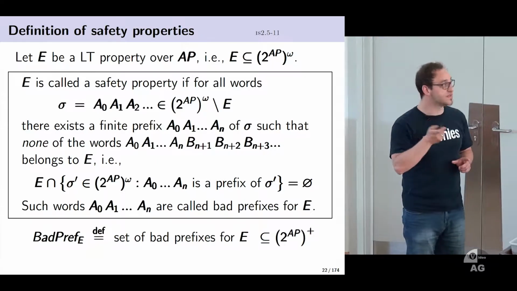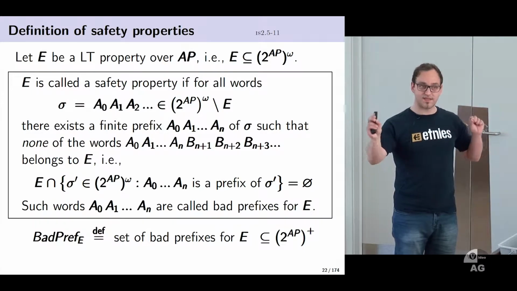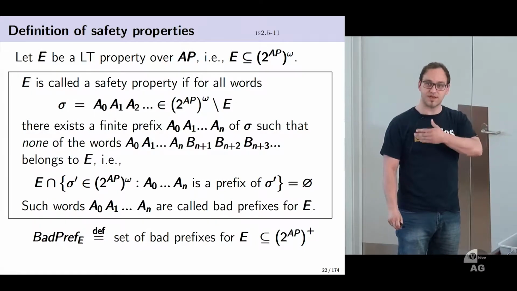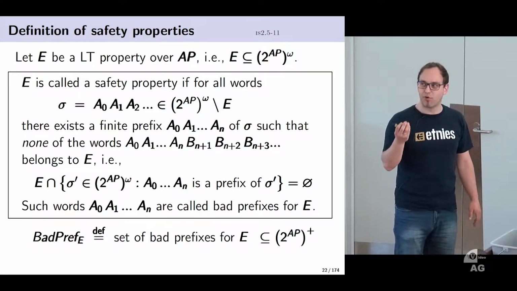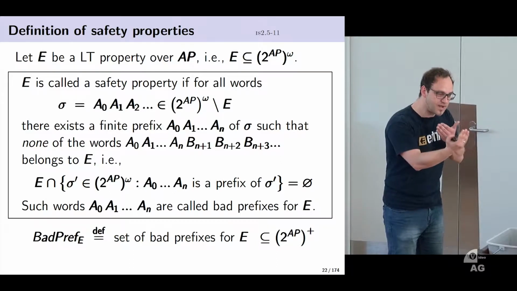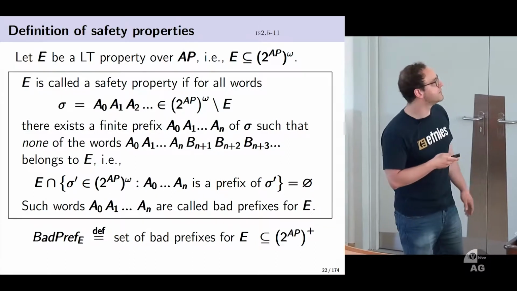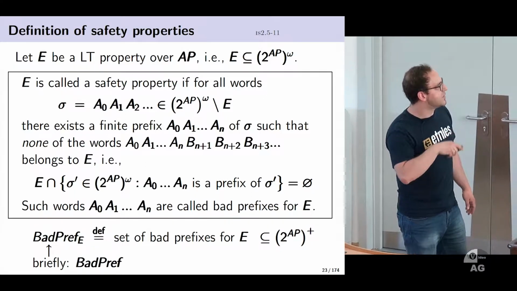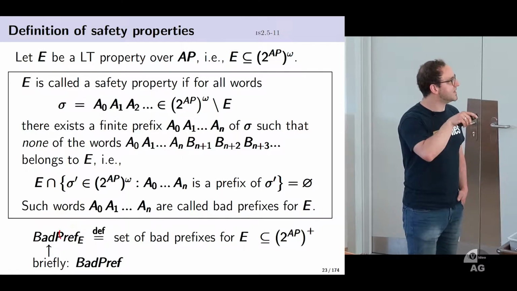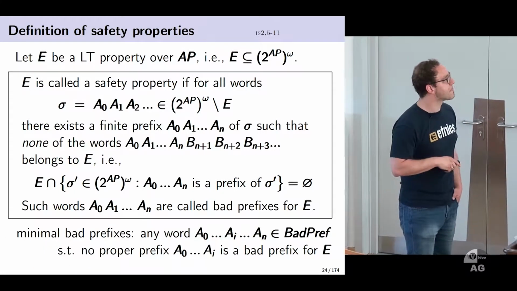And I want to make that distinction. These are finite words, okay? It's a major difference. A linear time property is a set of infinite words, but the bad prefixes, it's exactly the point that already after a finite word, you can tell there is no way of satisfying the property. And if the property E is clear from the context, we also use BadPref, but mostly we will indicate what linear time property this is referring to.